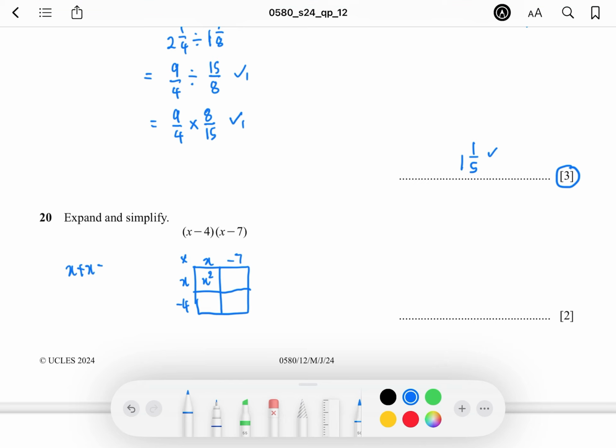X plus x is 2x. X times x is x squared. Know the difference of that one. Okay, so this is minus 7x, minus 4x, and this is positive 28. So these two terms are like terms. So minus 4x minus 7x is equals to, use your calculator. Definitely your final answer is x. So minus 4 minus 7, your calculator will give you minus 11x. So that means x squared minus 11x plus 28 would be the final answer.